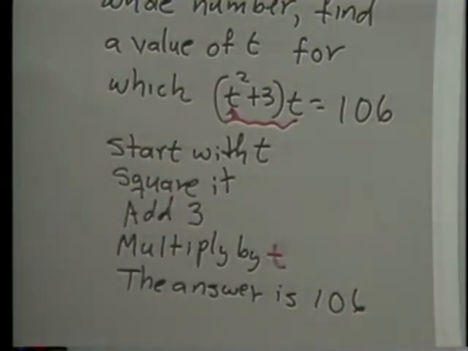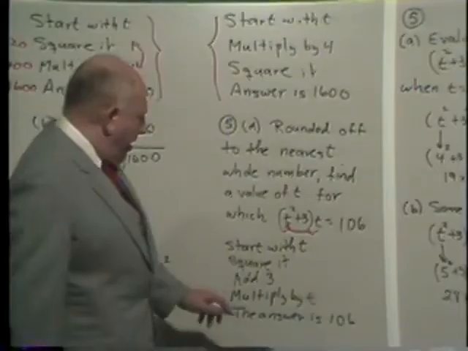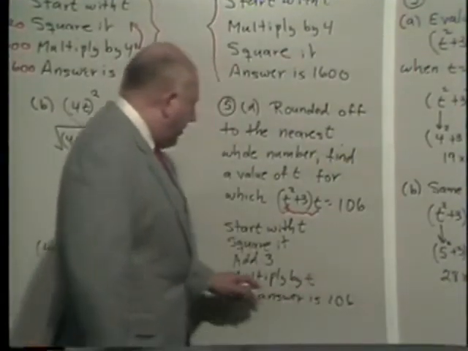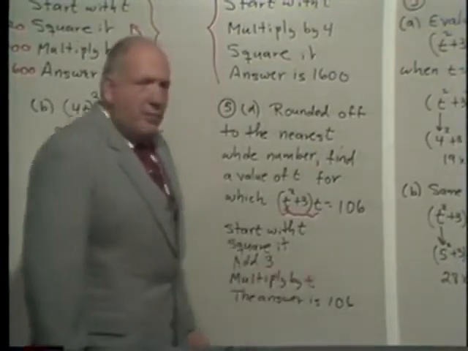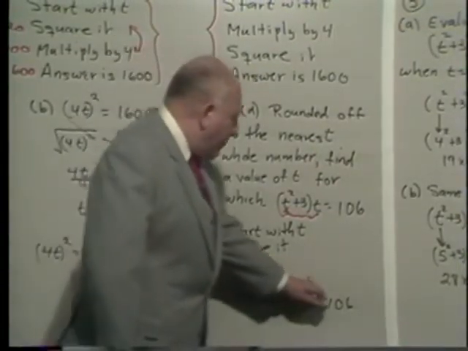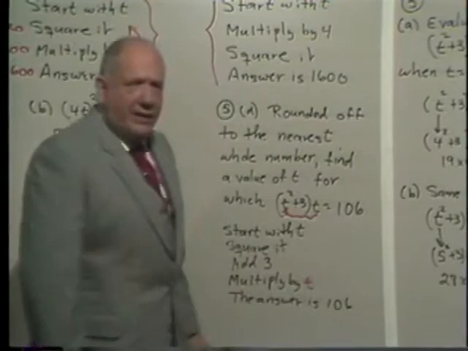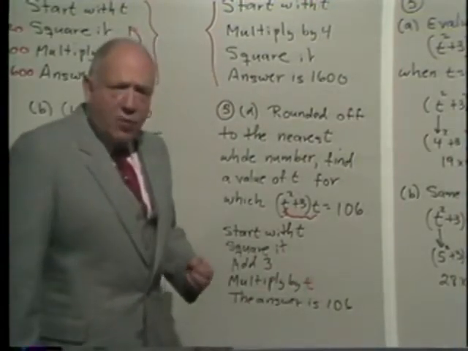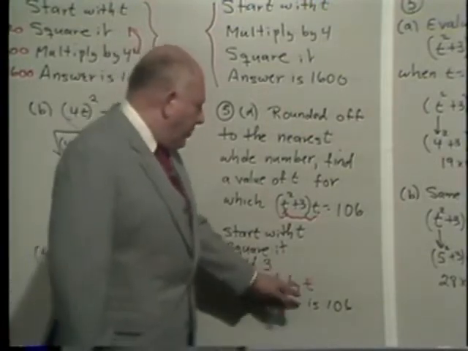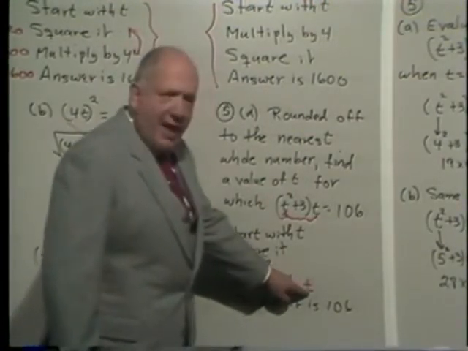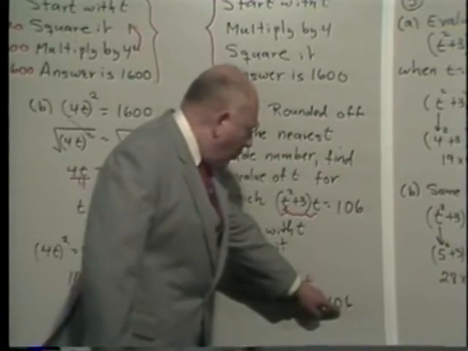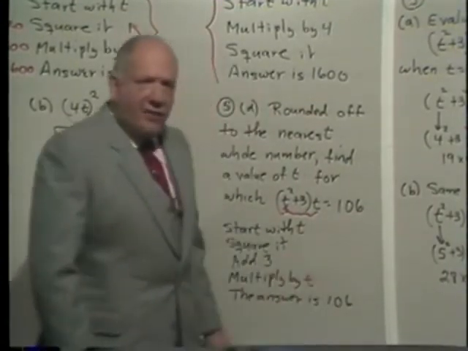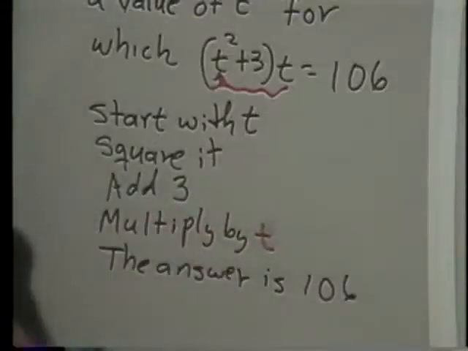So now I go about and I say, gee, let me undo this. Since the answer was 106 after I multiplied by t, before I multiplied by t, it must have been 106 divided by t. But the problem is, I don't know what t is. If I knew what t was, I wouldn't have any problem to do. You see, if this said multiply by 7, that's okay, because when I get to the 106 over here, I just divide by 7.